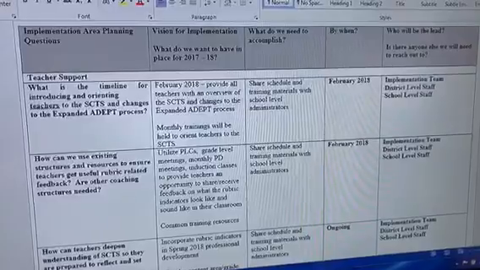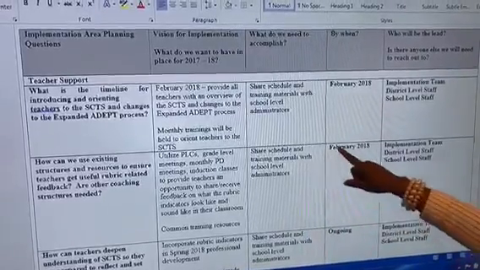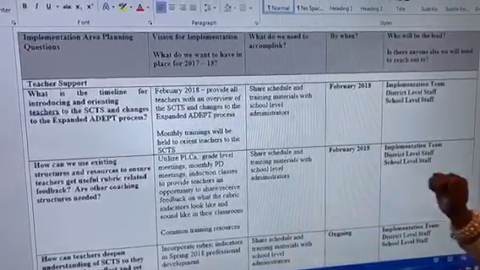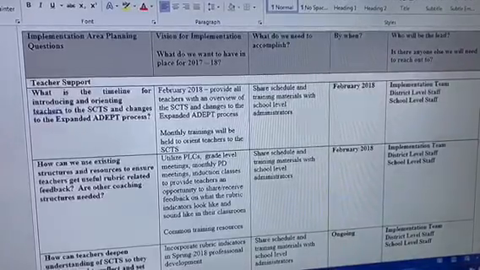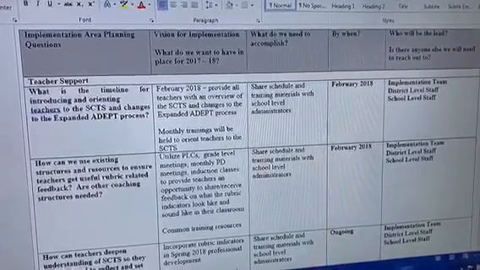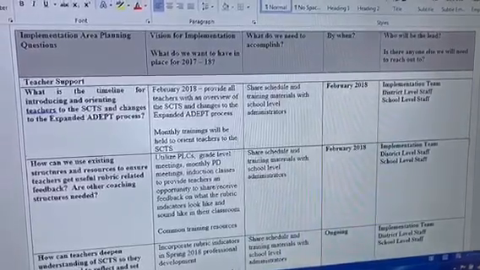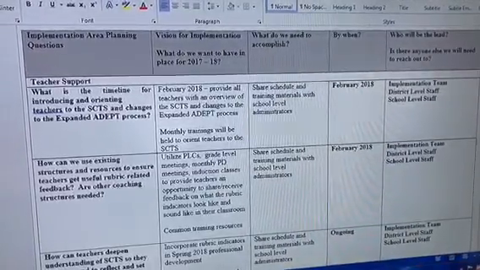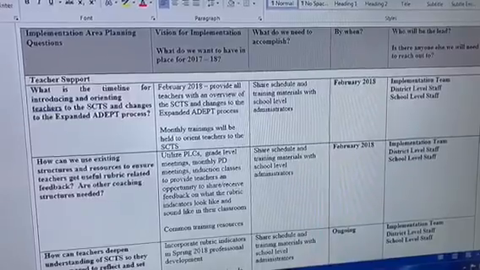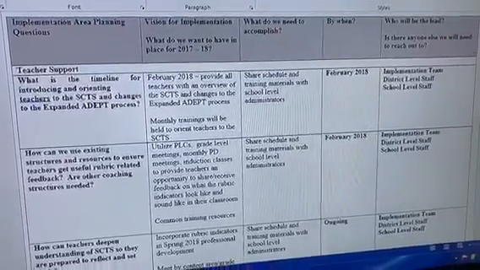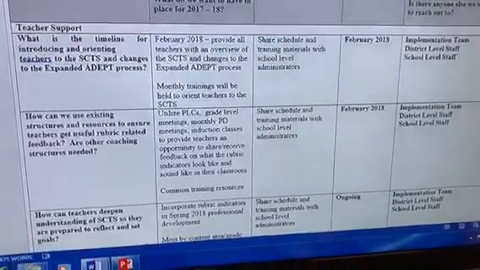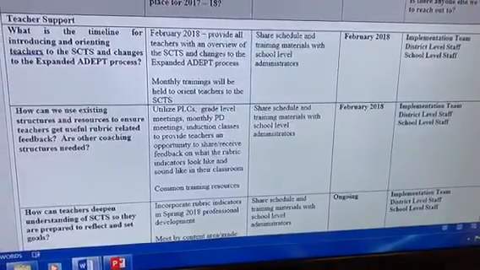continuing with monthly trainings. Today, we will share the schedule, and I've already forwarded you the training materials that you would need to finish out the school year. And of course, we put by February of 2018. One of the major components we looked at is how can we use existing structures and resources to ensure that our teachers get what they need, and are there other coaching structures that we needed?